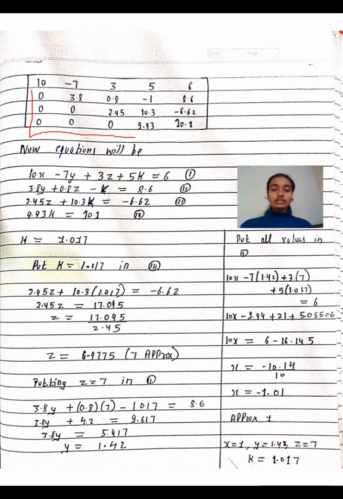Now put the value of k in equation number 3. After putting this value and solving, we get the value of z as 6.9775, which is approximately 7. Putting the value of z in equation number 2, we get the value of y, which is 1.42. Now put all the values in equation number 1, so we get the value of x, which is minus 1.01, approximately 1. So the values we get are x equals to 1, y equals to 1.43, z equals to 7, and k is equals to 1.017. Thank you.